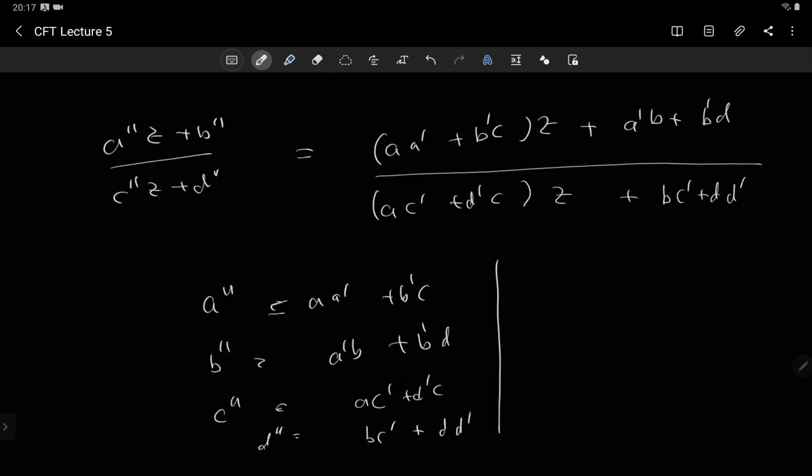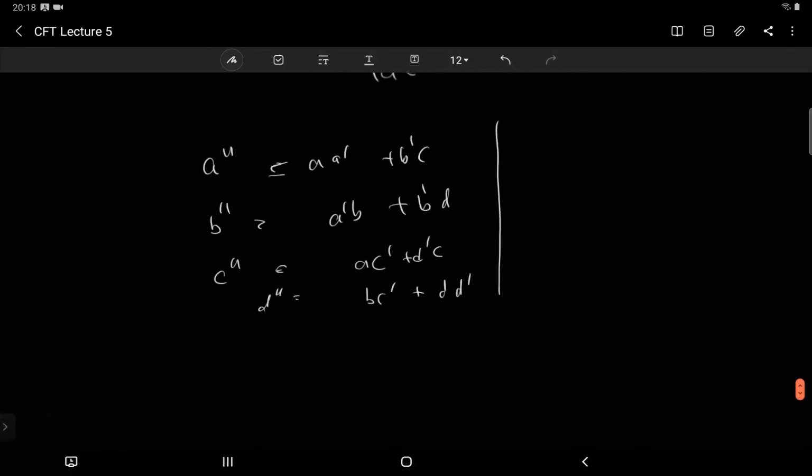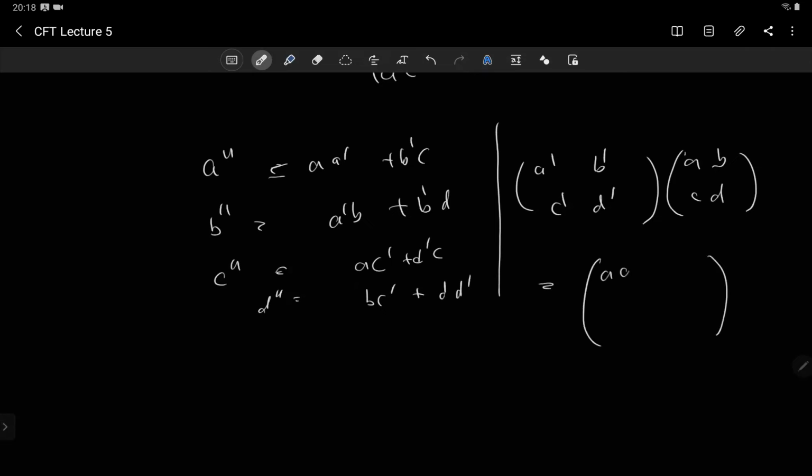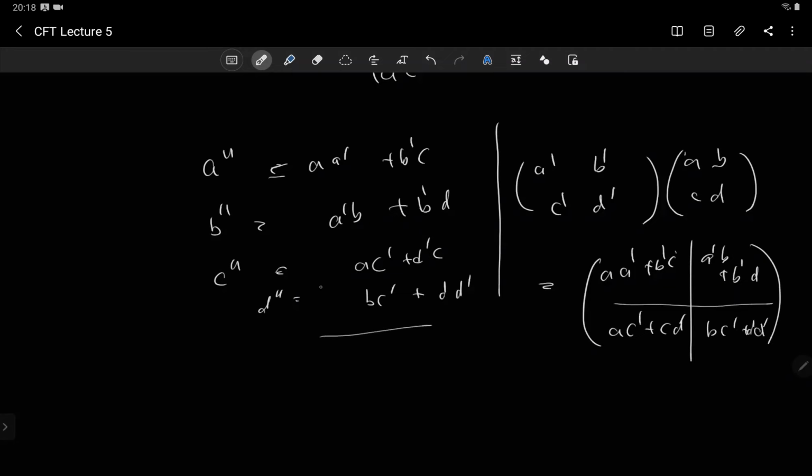Now you might see that these are some very complicated numbers, but this is not actually complicated. In fact, if you just multiply these two matrices, suppose you have a matrix which is A B C D, and you multiply it with A prime B prime C prime D prime, you'll exactly get these numbers. You'll get A prime plus B prime C, and here you'll get A prime B plus B prime D. Here you will get A C prime plus C D prime, and here you get B C prime plus D D prime. And that's exactly what you get here, right?